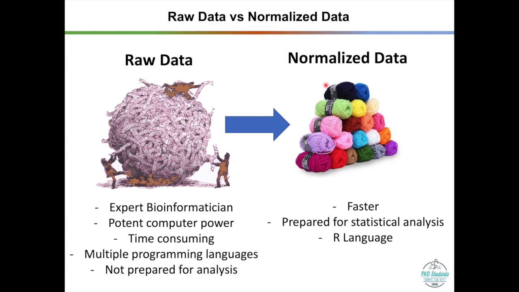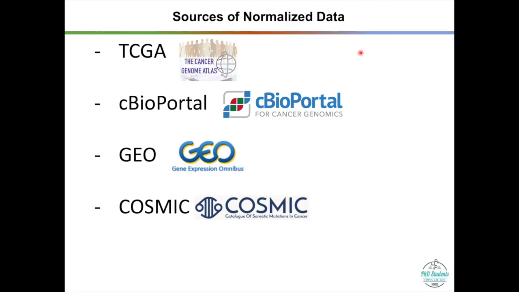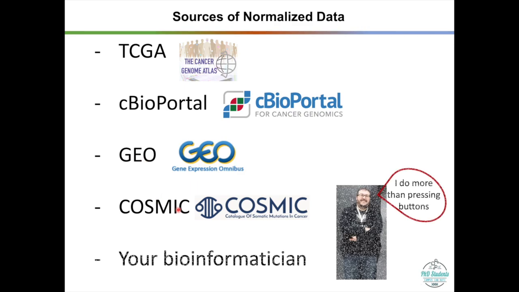And we will only use the R language to perform analysis on normalized data. So today, just normalized data. And you will ask, well, where do I get this normalized data? There are many sources in cancer research. For example, we have sources of normalized data in TCGA, the Cancer Genome Atlas, cBioPortal, GEO, COSMIC, and of course, our great bioinformaticians.